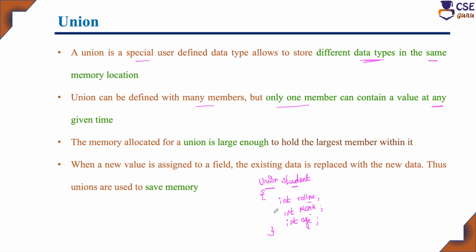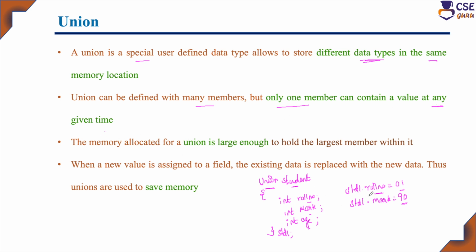For example, if I declare the union variable as std1, and I want to store roll number, std1 dot roll number, suppose I give 01. And again I store std1 dot mark 90. What happens? First the roll number value will be stored in memory as 01. When you update with a new value, that is, when any member of this union is updated or initialized with a value, automatically the most recent update is taken, because only one member can contain a value at a given point of time.